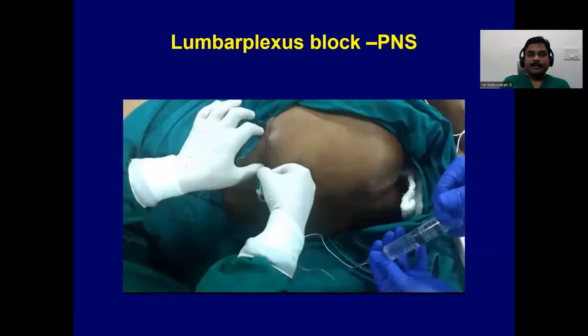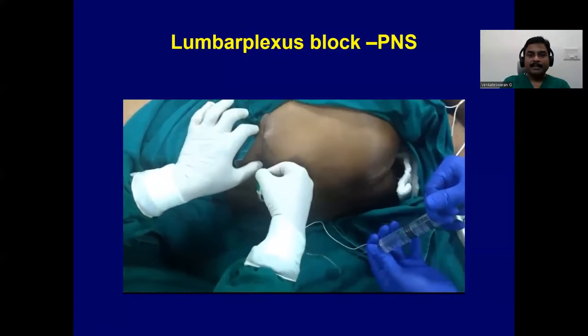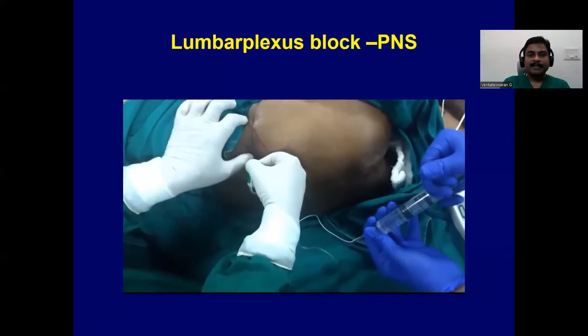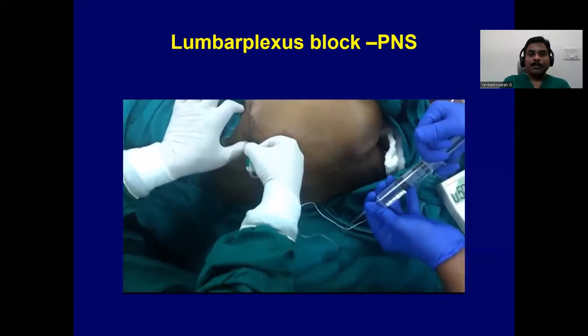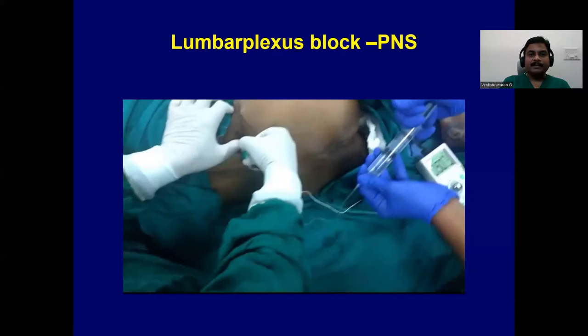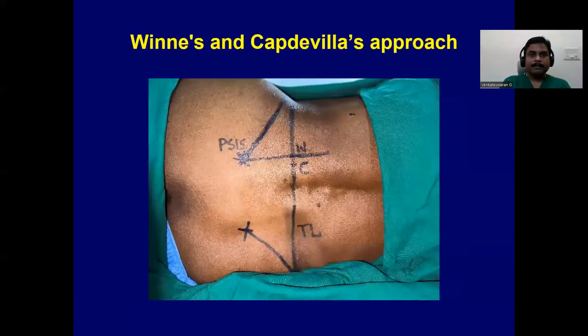And while you inject, every 2 to 3 ml you aspirate and inject the drug, because this plexus is very vascular. Any intravascular injection has to be avoided. So a total of 20 to 25 ml of local anesthetic is given for a good lumbar plexus block. So this is what we have seen by Winnie's approach, where you can see this line drawn from the PSIS where it meets the Tuffier's line. So this meeting point is the approach by Winnie's technique.